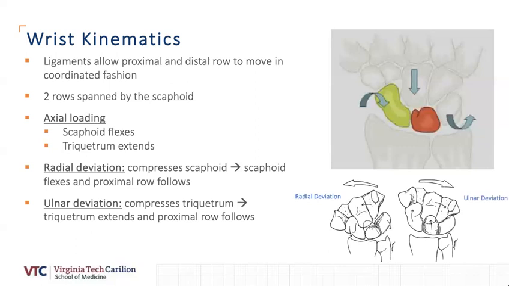And because of the balance of all of the ligaments in the wrist, although these are opposing forces, the ligaments hold it together so that the wrist is still able to act as one unit. And so when you have radial deviation, what happens is the axial load is compressed onto the scaphoid, and the scaphoid will then start to flex, and therefore bringing the rest of the carpus with it. In contrast, ulnar deviation, the axial load is translated to the triquetrum, and that allows the triquetrum to extend, and the rest of the proximal row and wrist will follow in conjunction.